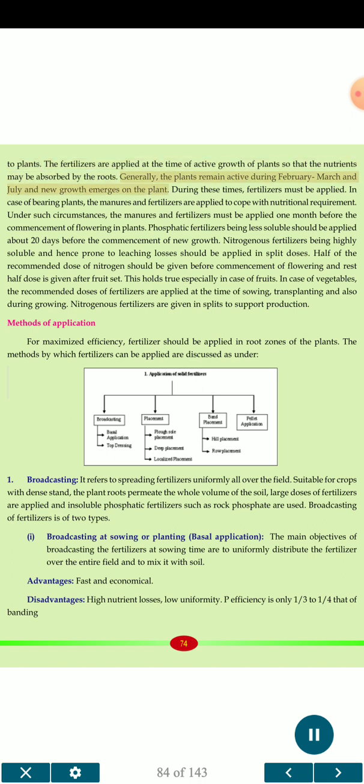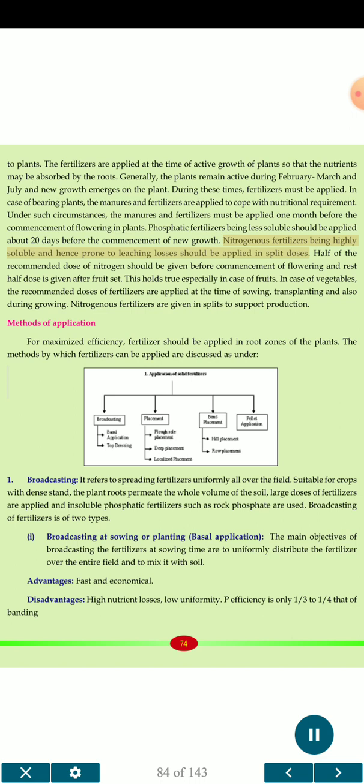Generally, the plants remain active during February, March and July and new growth emerges on the plant. During these times, fertilizer must be applied. In case of bearing plants, the manures and fertilizer are applied to cope with nutritional requirement. Under such circumstances, the manures and fertilizer must be applied 1 month before the commencement of flowering in plants. Phosphatic fertilizer being less soluble should be applied about 20 days before the commencement of new growth.